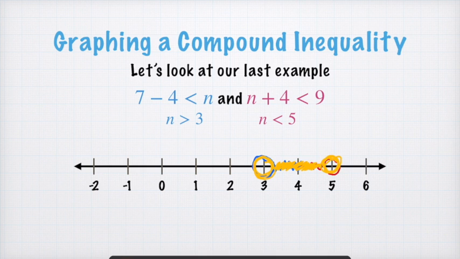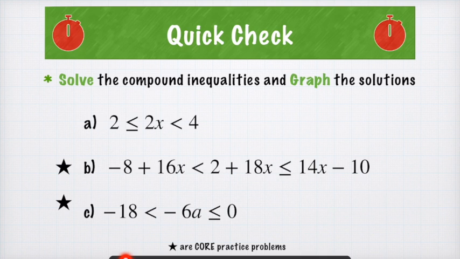The way you can test it, you can plug in 0. So 0 would fulfill this one. If you plug in 0, 0 plus 4, 4 is less than 9, that's right. But for our blue one, n minus 4, so that's negative 4... 3 is less than 0. That's not a true statement, that's why it breaks. So we have to make sure that it agrees with everything.